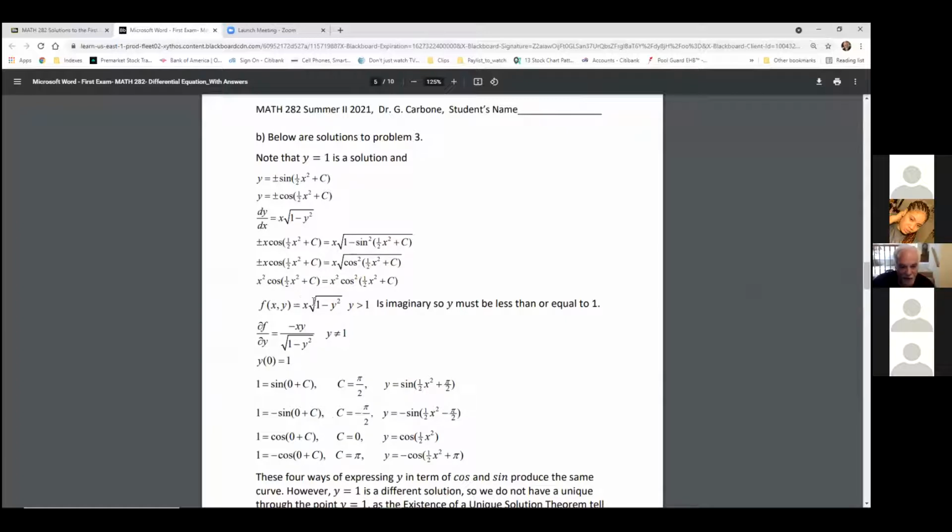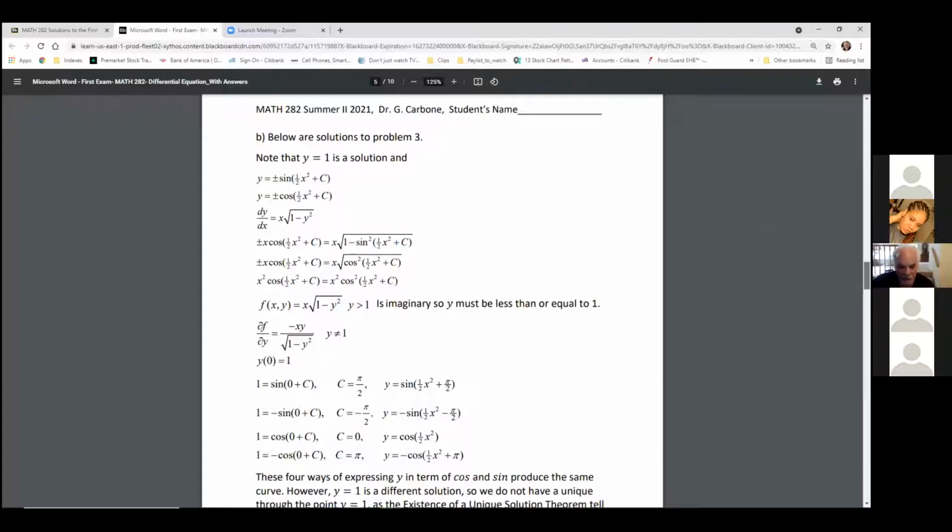If I take the partial derivative of f with respect to y, I get this, and y cannot be equal to 1. So if y is equal to 1, you're not going to have a unique solution. All right, so you do not have a unique solution.